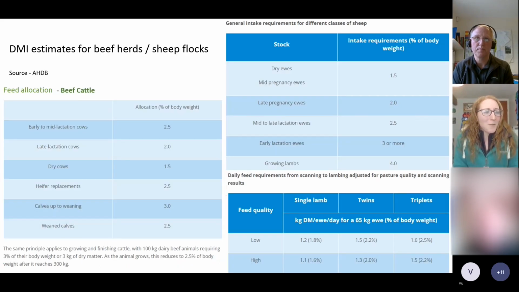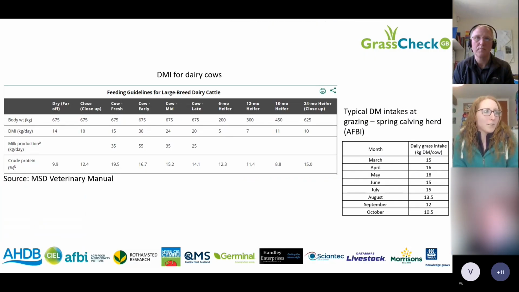So there are various figures and various calculations for estimating what the dry matter intake of your particular stock group is going to be, and if people are interested, I can circulate these slides. These are some figures from the AHDB for beef cattle at various stages of production, the proportion of body weight you would be allocating for dry matter intake, and the same for different classes of sheep and for growing lambs. Similarly, for dairy cows, this table's come from the MSD veterinary manual, varying by production and by stage of lactation or animal age.